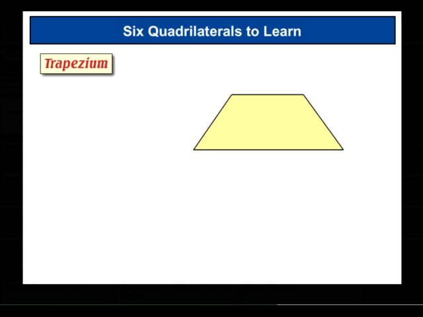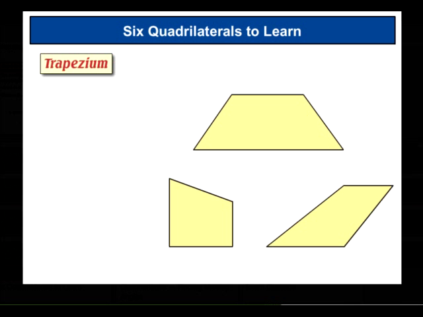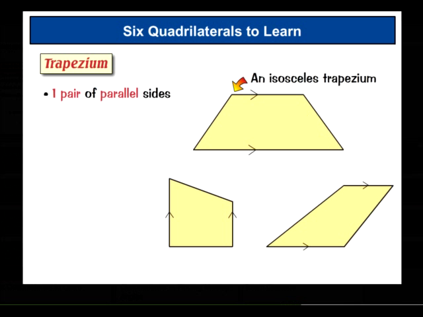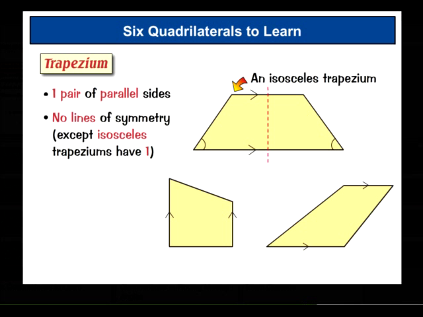What about trapeziums? There's one, and there's another one, and there's a third one. All trapeziums have 1 pair of parallel sides. There they are. Most trapeziums don't have any line symmetry, but one type of trapezium does. It's an isosceles trapezium, and it means that these 2 angles are the same, and there's the line of symmetry. So most trapeziums have no lines of symmetry, except isosceles trapeziums, which have 1. However, no trapeziums have any rotational symmetry.